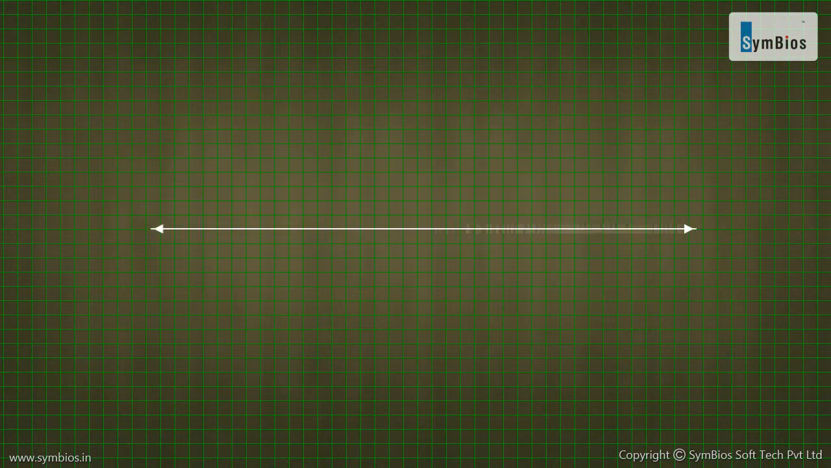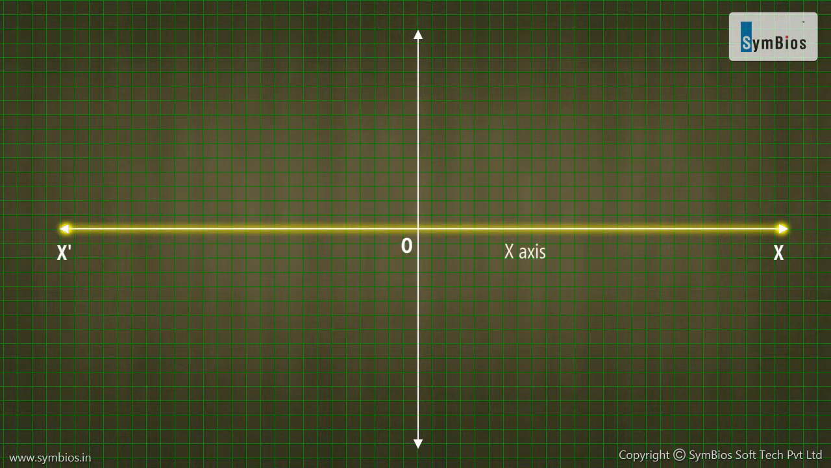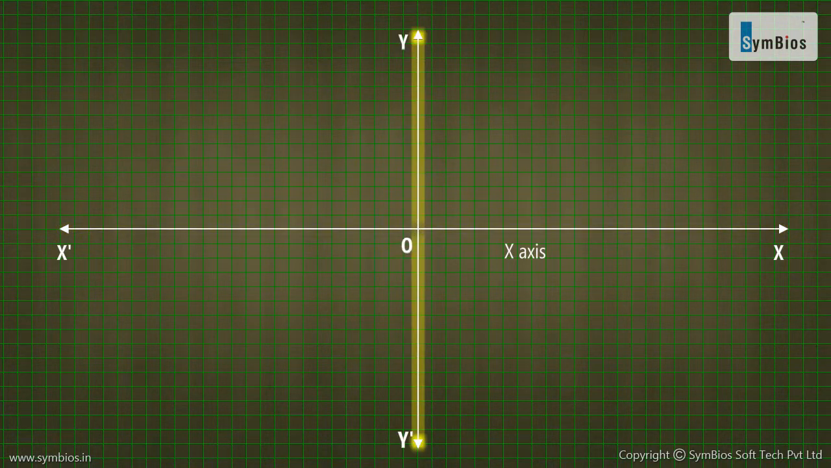The line graphs are drawn using two perpendicular lines on the graph paper. The horizontal line X O X dash is called the x-axis and the vertical line Y O Y dash is called the y-axis. The point of intersection of the x and y-axis, that is point O, is called the origin.